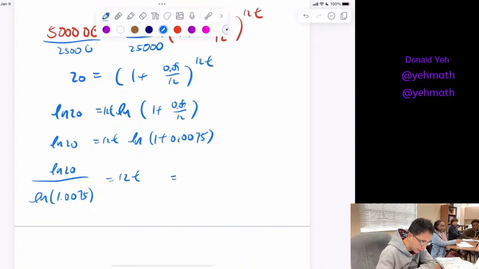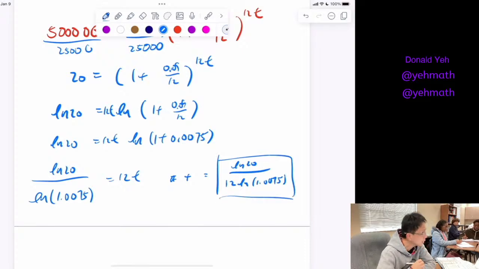Now I'm going to divide both sides. I'm going to just have t equal to natural log of 20 over natural log of 1.0075 and divided by 12. And that's your final answer. If I don't give you a calculator, that's your answer. If I give you a calculator, can you type it in and figure out how many years it takes? So can you do that now? You have a calculator now.